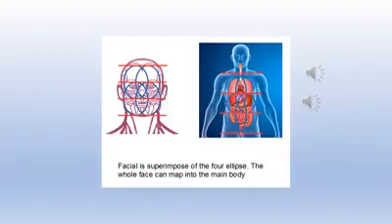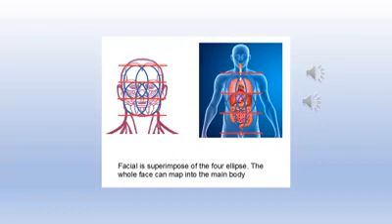Now, this is the important picture to match the whole face to the whole body. The face is also superimposed on the 4 ellipses. It's not 2 ellipses, it's 4 ellipses on the face, so that our whole face can map to the whole organs. You study this carefully. This is a very important diagram.